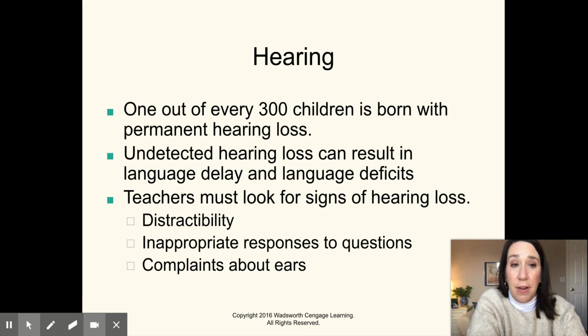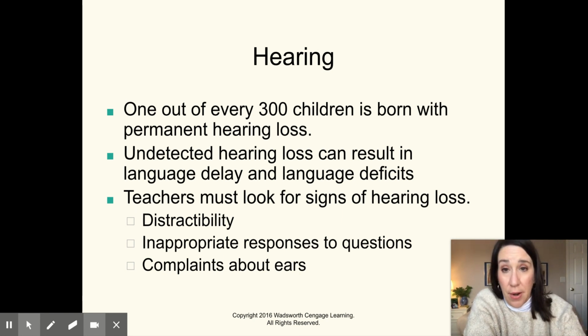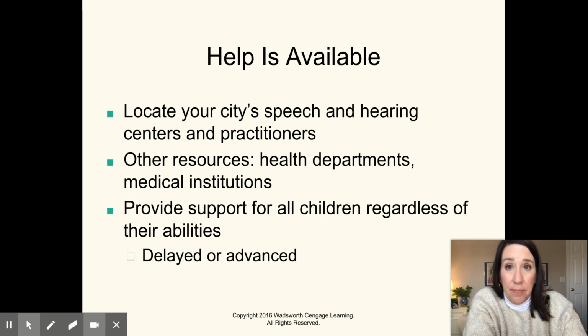Babies in Illinois hospitals have their hearing tested before they leave the hospital, but it's important to continue to have hearing tests going forward periodically, especially during those first 5 years as children are developing their language skills. Teachers need to look for signs of hearing loss. Maybe kids have a hard time paying attention. Maybe it's because they can't hear what's going on. Maybe they don't offer appropriate responses to questions. Maybe it's because they can't hear. Maybe their ears hurt all the time.